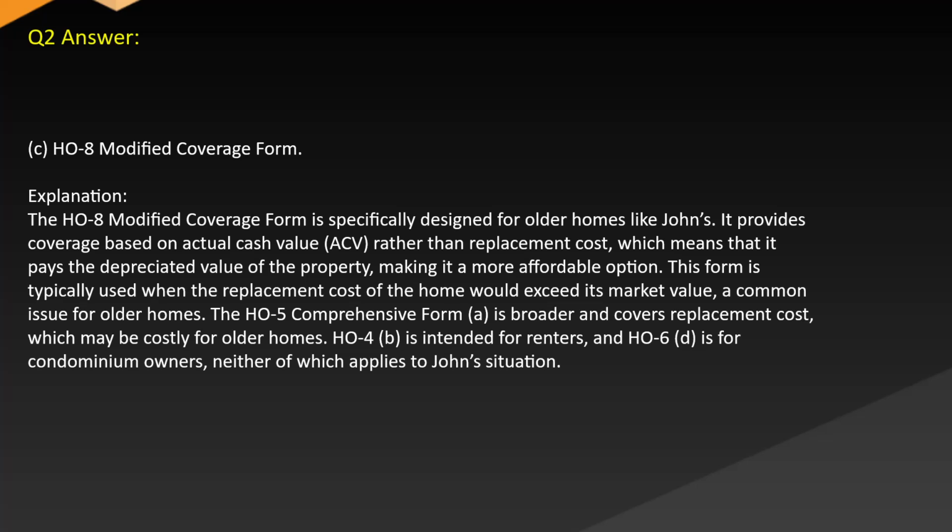Explanation. The HO-8 modified coverage form is specifically designed for older homes like John's. It provides coverage based on actual cash value (ACV) rather than replacement cost, which means that it pays the depreciated value of the property, making it a more affordable option. This form is typically used when the replacement cost of the home would exceed its market value, a common issue for older homes. The HO-5 comprehensive form is broader and covers replacement cost, which may be costly for older homes. HO-4 is intended for renters, and HO-6 is for condominium owners, neither of which applies to John's situation.